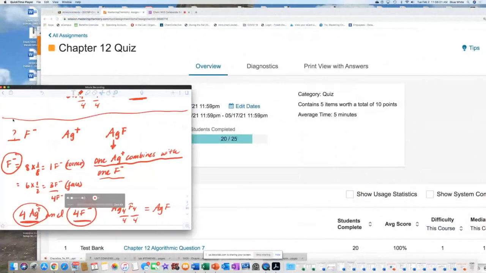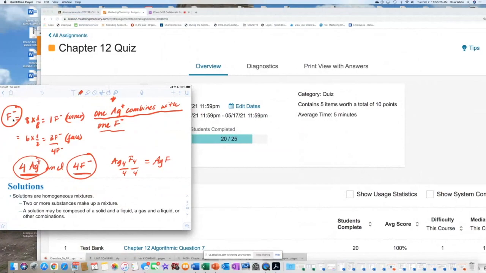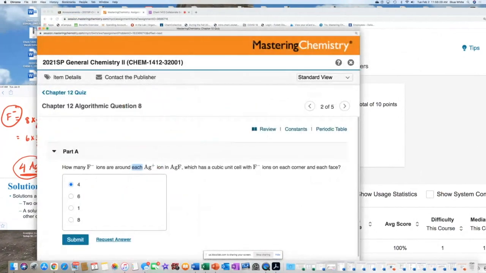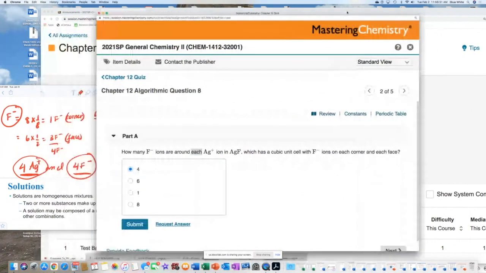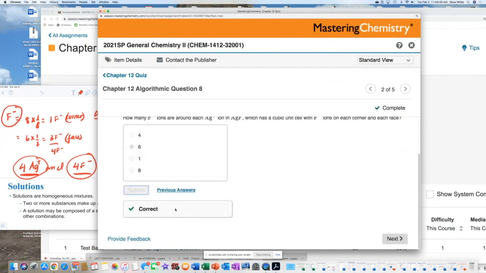Yeah, hold on a second. For the unit cell, I think we had 6 coordination number, we had 8, and then we had 12. Right. So I'm thinking, after overthinking this, which you have to do in chemistry, they're asking you how many F minus ions are around each Ag plus. I'm thinking it's going to be 6. Okay? Because I'm overthinking this. Let's see what happens. And I was correct.